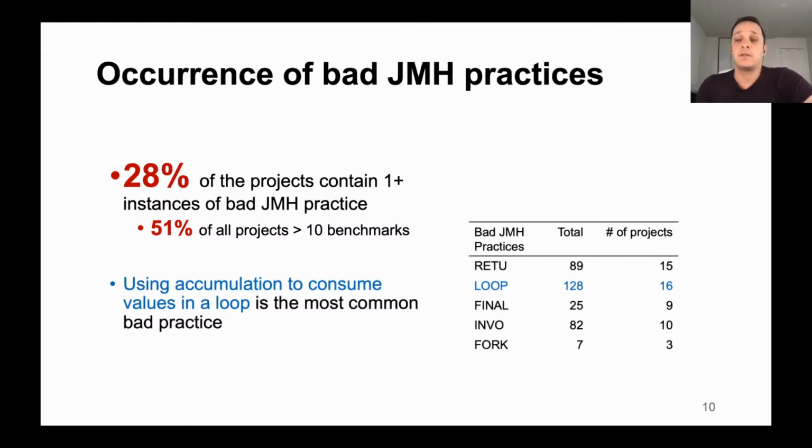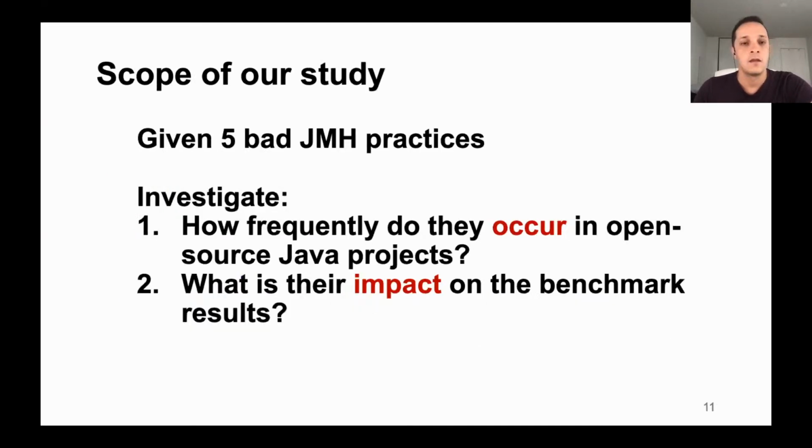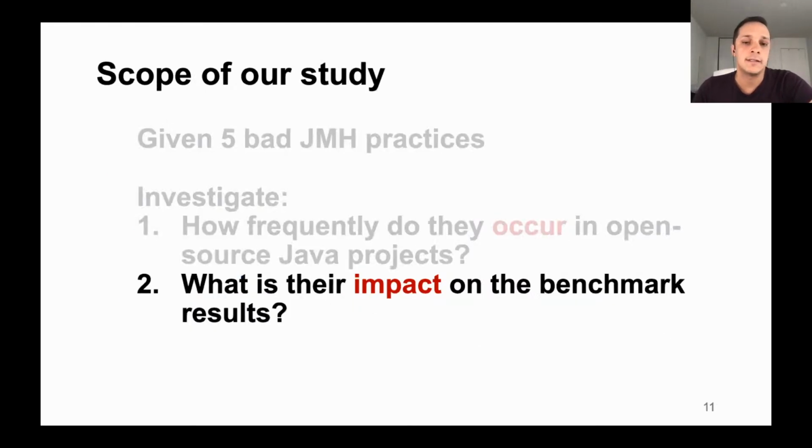The example I gave you, not using the return computation, is one of the most common, but there is another one that developers struggle with quite a bit, which is using accumulation to consume values in the loop. You should definitely look at the paper for more insights on how to avoid this particular problem. So the follow-up question is: okay, we know that they occur, but do they actually distort the benchmark results I'm getting?